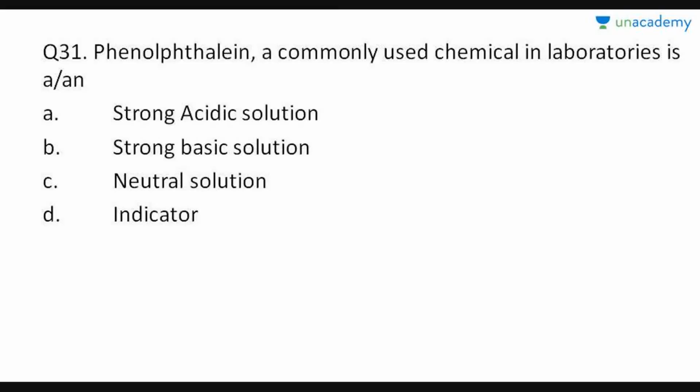Question number 31. Phenolphthalein, which is a commonly used chemical in laboratories, is an? So it is basically an indicator. So answer here is D.